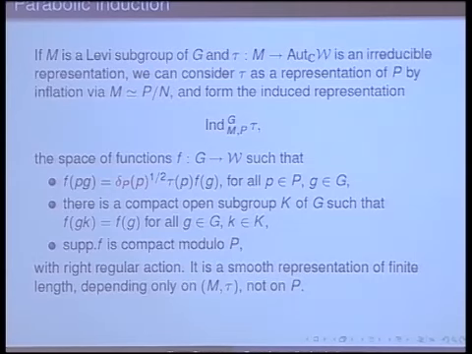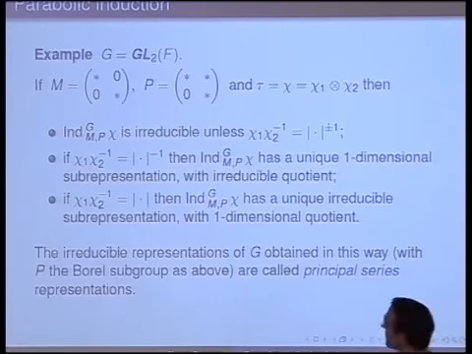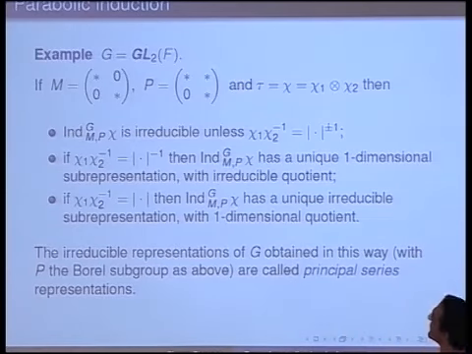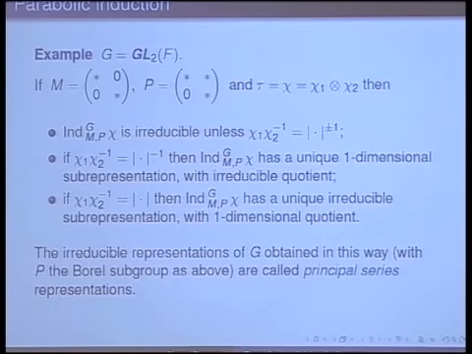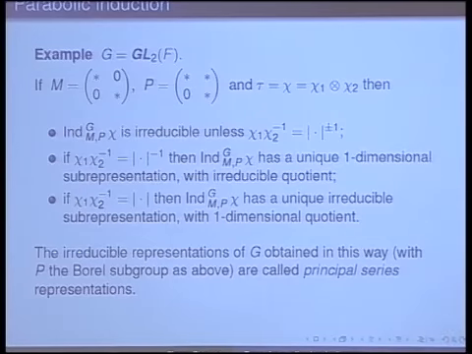Okay. So here are some examples, I hope. Here's an example with GL2. In GL2 there are not many Levi subgroups to choose from. Well, not many proper Levi subgroups to choose from, I should say. So M is just the diagonal group, the diagonal torus. P is the Borel subgroup. And then a smooth representation of that is just the tensor product of two characters, χ1, χ2. These are smooth characters, so this means they have open kernel.